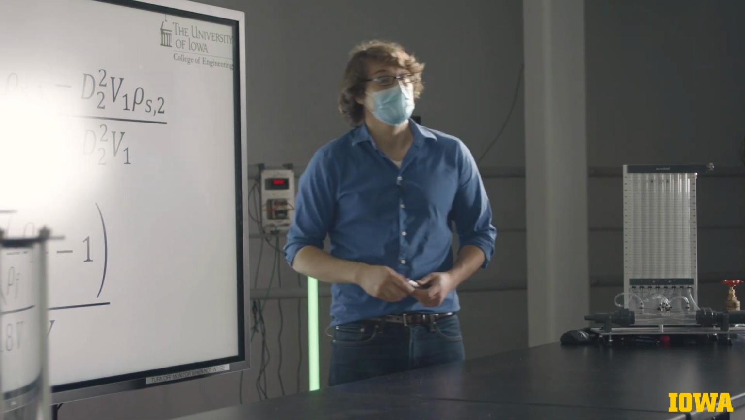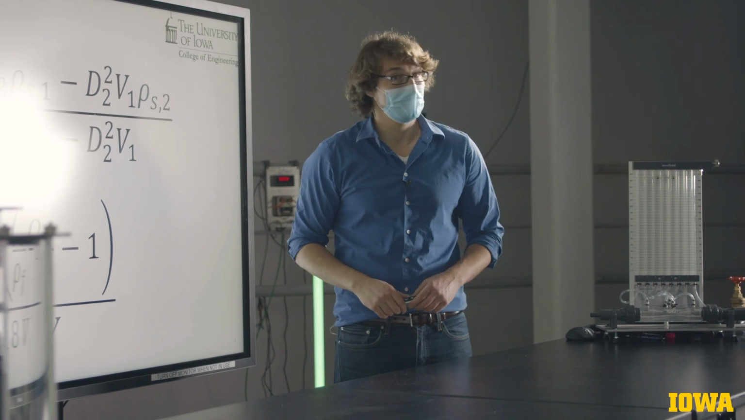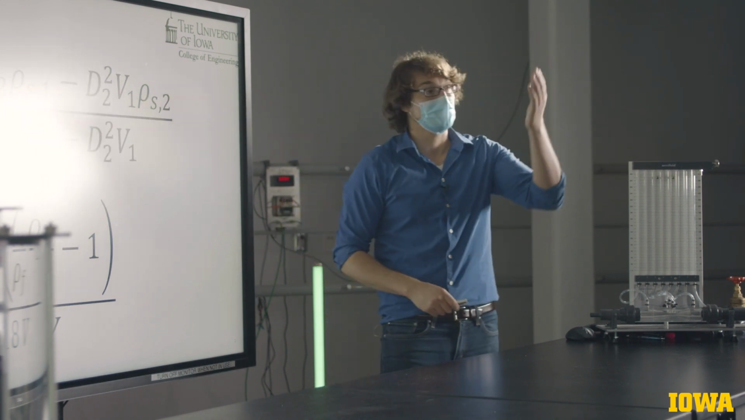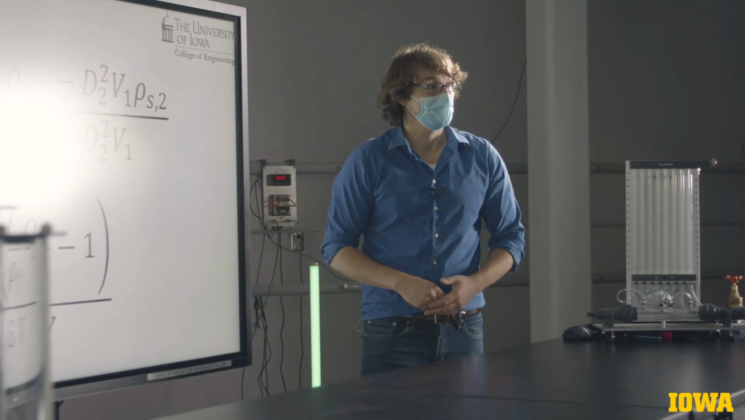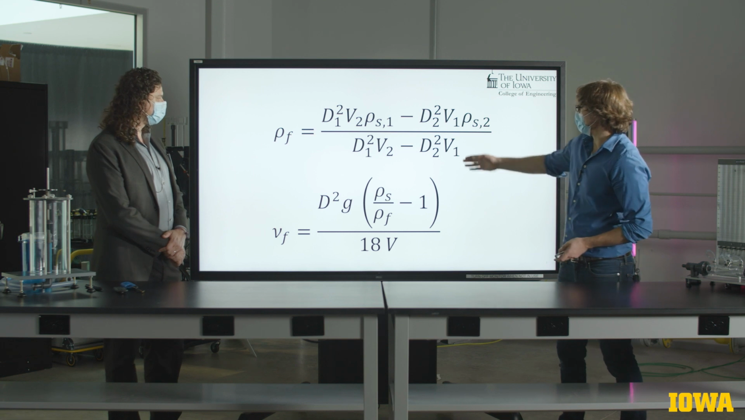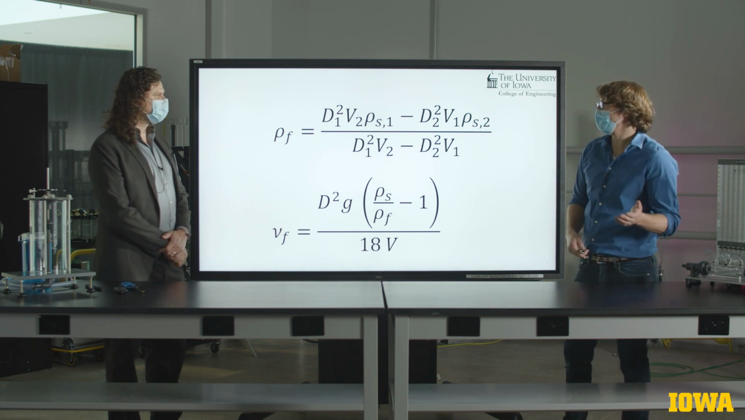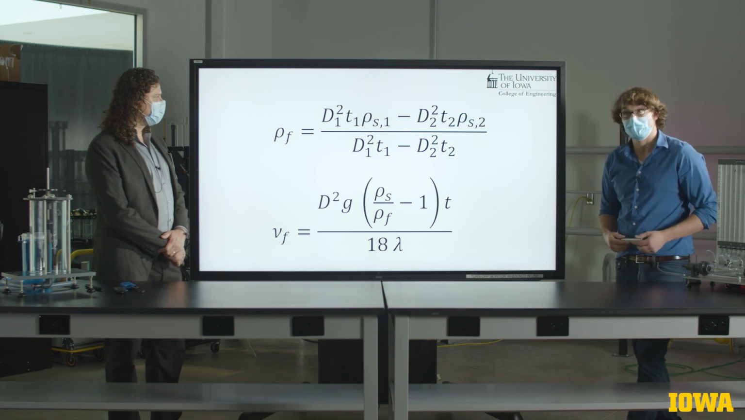What we did measure was the distance between the starting and stopping positions of the spheres, as well as the time it took for each sphere to traverse that distance. The length over that time gives us the terminal velocity. So to make things a little easier, why don't we swap these terminal velocities out for that ratio of length to time, which leaves us with the final data reduction equations.